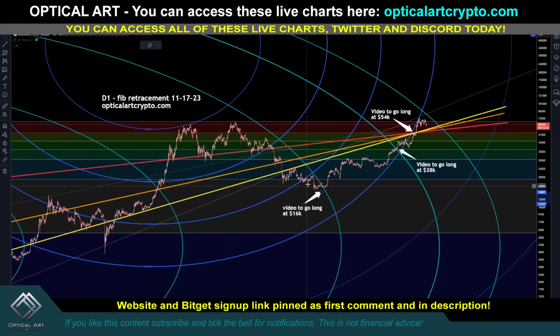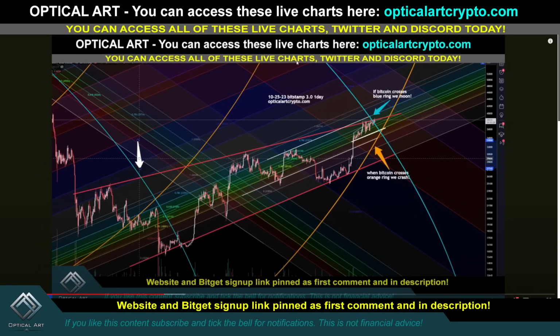Now, I didn't expect us to continue going higher. Notice we got rejected at this fib channel line. We did eventually break past it and we pushed up. But again, that was your point to go long based on this ring. Then I made another video. Right here it says go long at 38,000 because we were going to cross this next blue ring. Again, we've never crossed one of these blue rings without getting a pump. That was this video here.